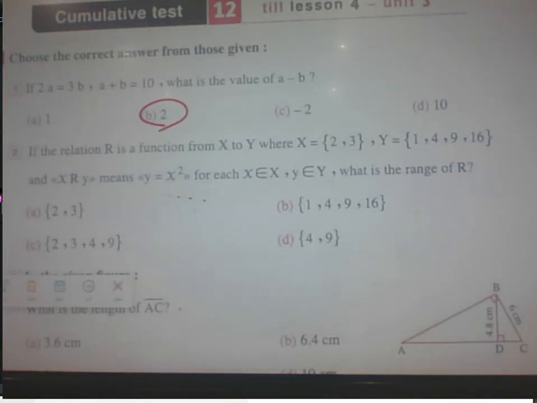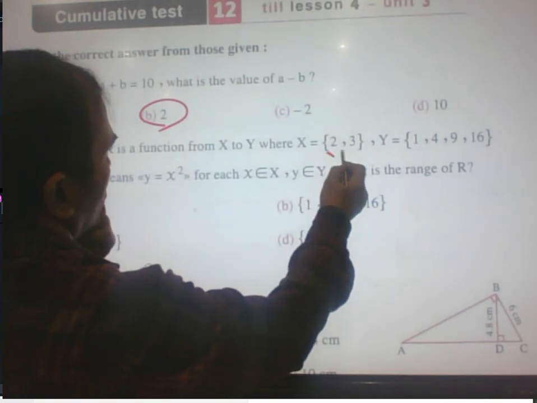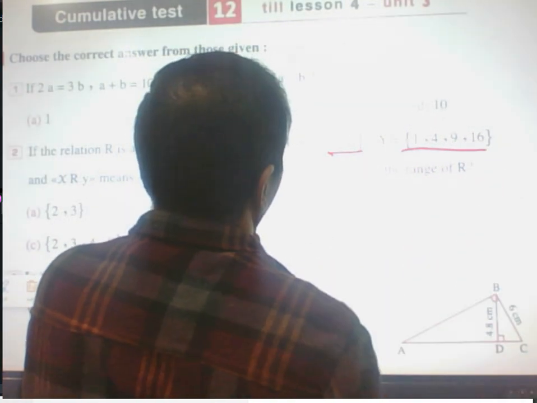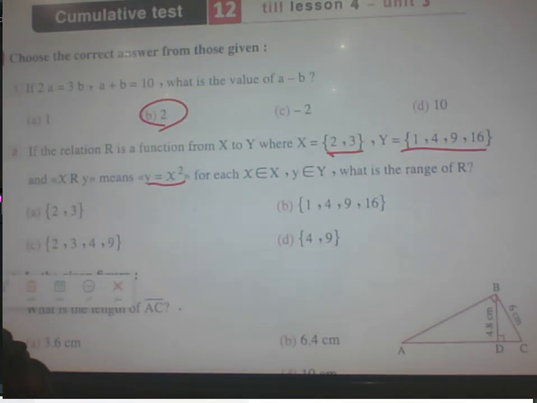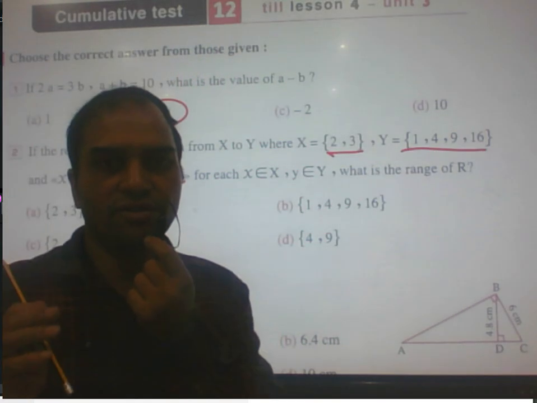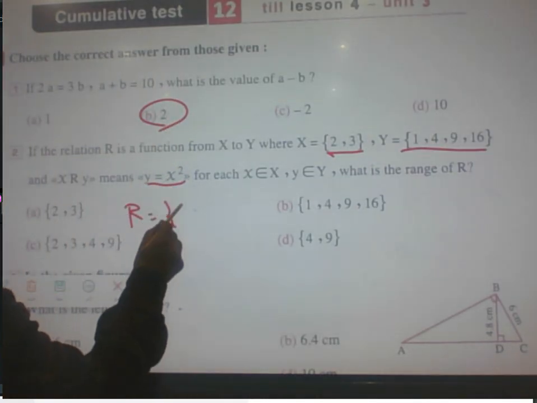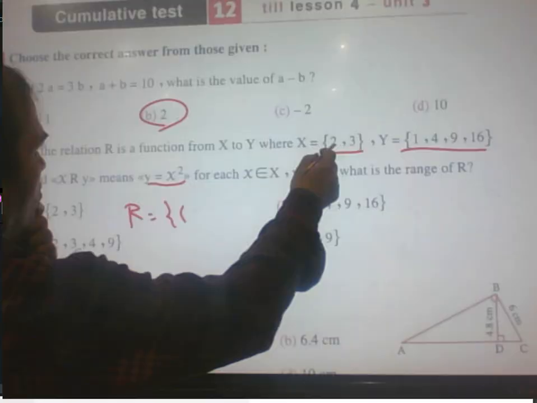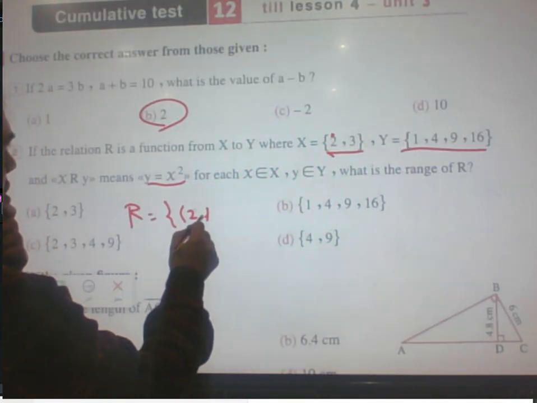Next question: if the relation R is a function from x, where x equals 2 and 3, and y equals 1, 4, 9, and 16, we have the relation y equals x power 2. Okay, who can tell me the answer here? We can write the relation by putting brackets. First, 2 power 2 equals 4, then we can write (2, 4).